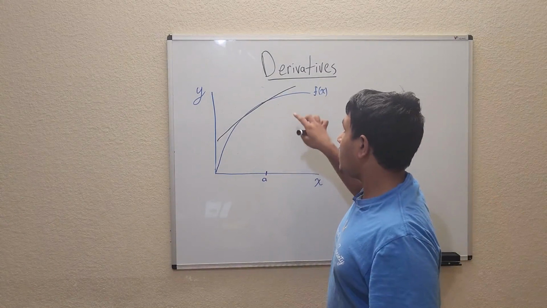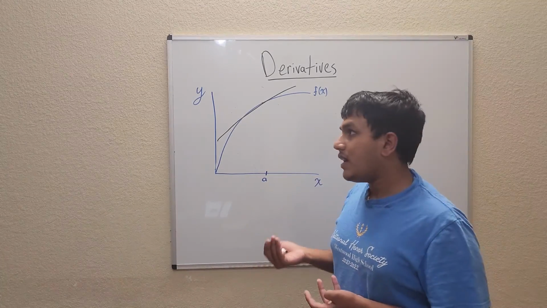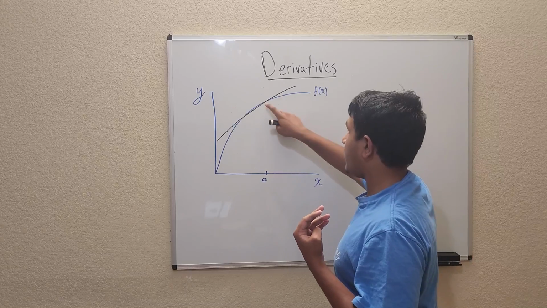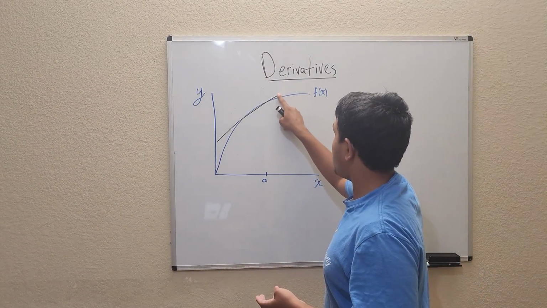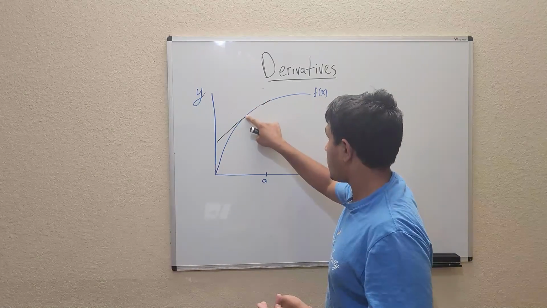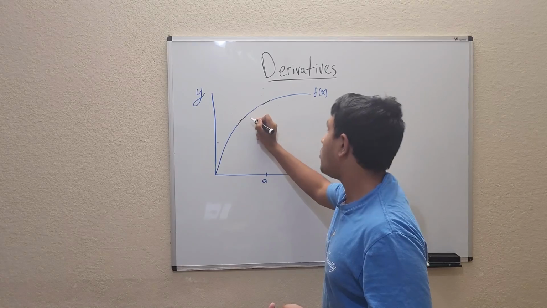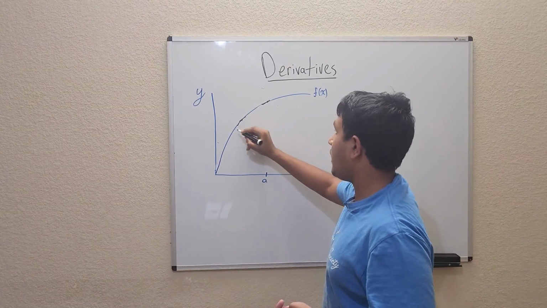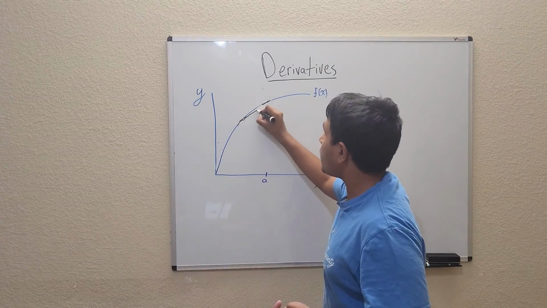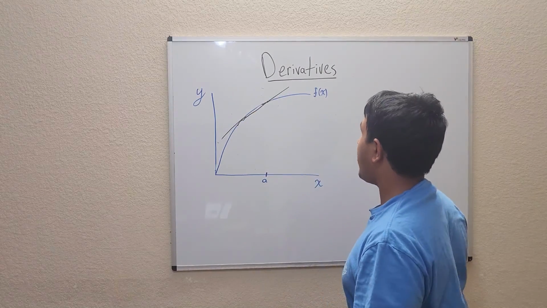Well, it's really hard to think of a slope at exactly one point, because if you think about it, how do you think of a slope at exactly one point? You need 2 points to have a slope, right? So let's think about 2 points. So let's say we have this point and we have this point, okay? Now let's connect them together and let's have a line. What is the slope of that line?